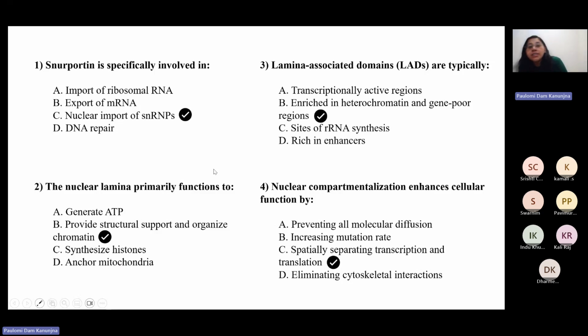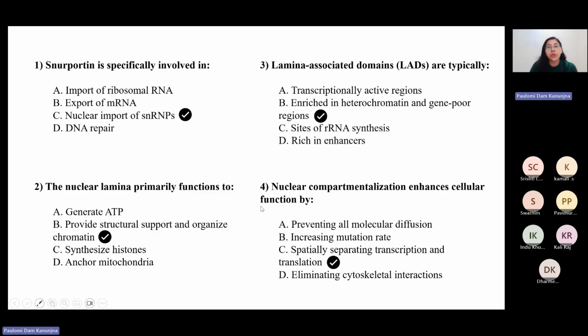The first one: SNR protein is specifically involved in nuclear import of SNRPs. If you see SNRPs, it's basically how they are pronounced, snurps. And because the import is taken care of by SNR protein, it's called SNR protein. It's as simple as that. Now, what is this SNRP? These are basically small nuclear ribonucleoproteins. That's why they're called SNRPs.